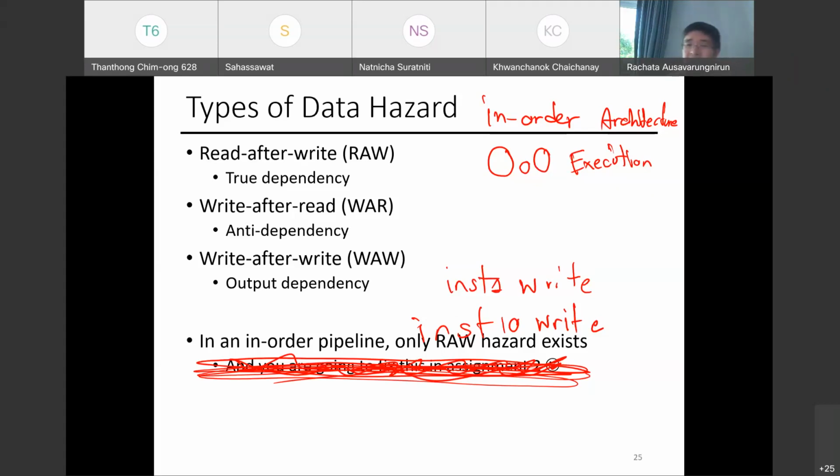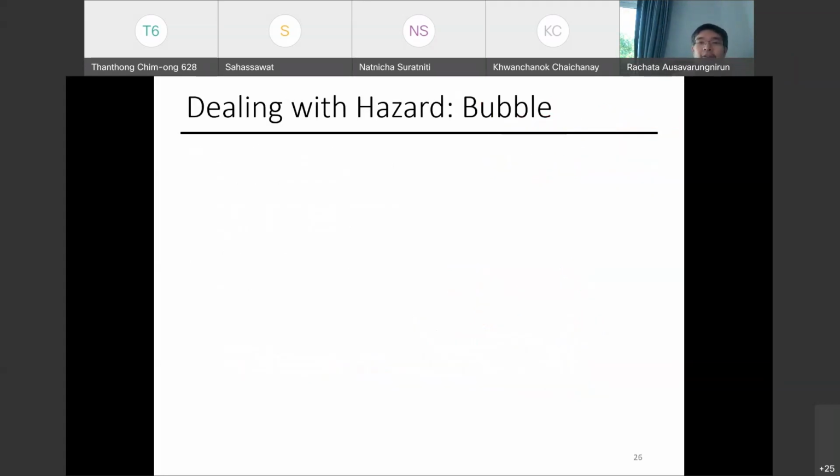So how do we deal with data hazard? The obvious way is we wait. We wait until we have the data. We wait until the data is in the write back stage. The programmer sees the result, fine, we can go. We are waiting in the decode. The decode is going to wait until the write back finishes.